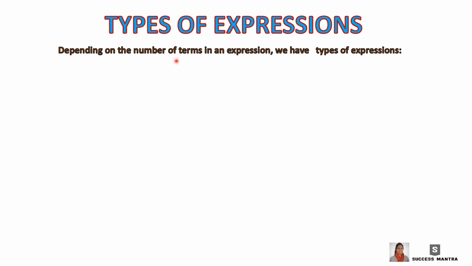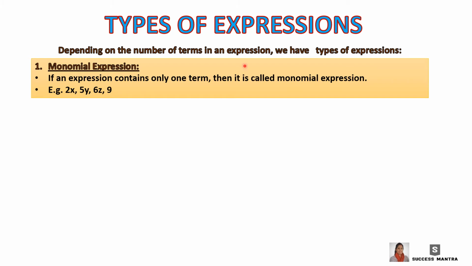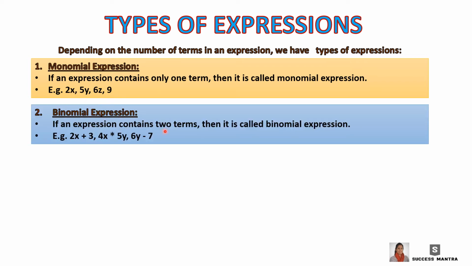Depending on the number of terms in an expression, expressions are mainly classified into three types. First one is monomial expression. That is, if the expression contains only one term, then it is called monomial expression. For example, 2x, 5y, 6z, 9, etc. If the expression contains two terms, then it is called binomial expression. That is 2x plus 3, 4x multiplied by 5y, 6y minus 7, etc.